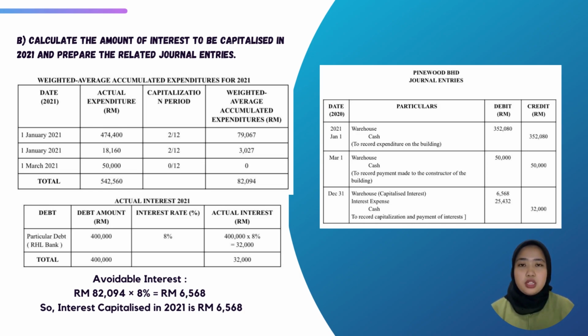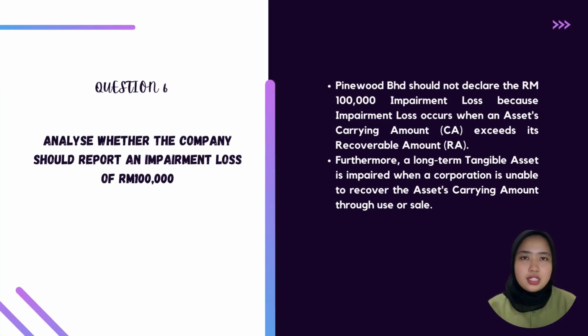The calculation method is the same as in question 5A, which is we have to find the total weighted average accumulated expenditure, actual interest, avoidable interest, and interest that needs to be capitalized. And after that, we can make a journal entry for the year 2021 based on the values that we have calculated.